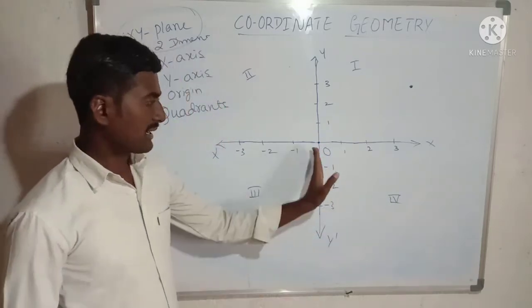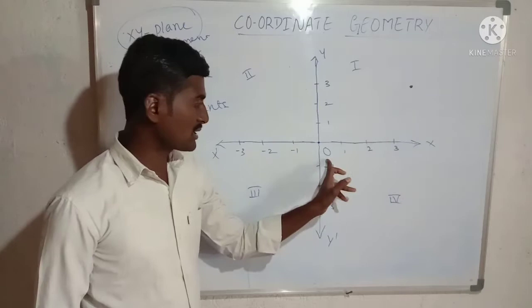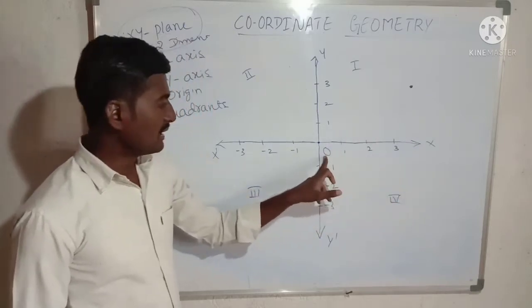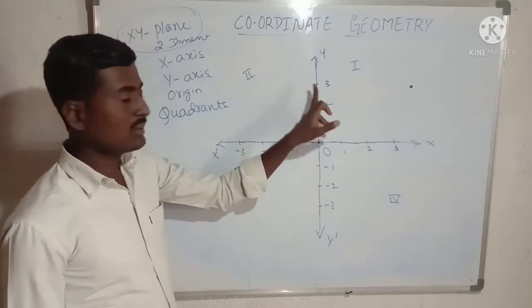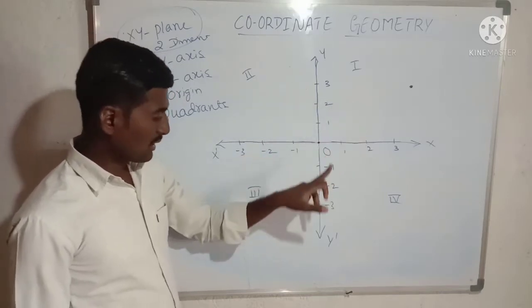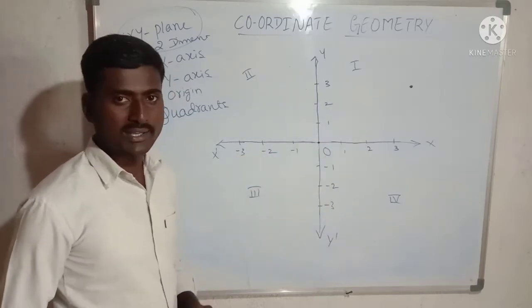Okay. Right side of the origin, positive x-axis. Left side of the origin, negative x-axis. Upside of the origin, positive y-axis. Downside of the origin, negative y-axis.